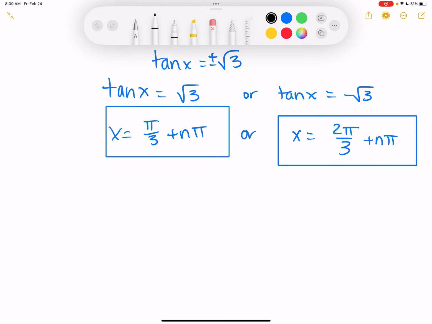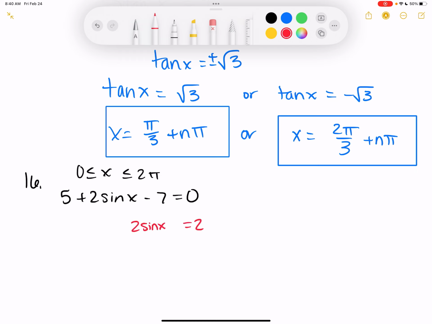All right, so 16 is solving the equation on the interval from 0 less than or equal to x less than or equal to 2 pi. And so the problem is 5 plus 2 sine x minus 7 equals 0. So 5 minus 7 is negative 2, so I'm just going to add that over here. So 2 is equal to 2 sine x. And divide by 2. Sine of x is equal to 1.